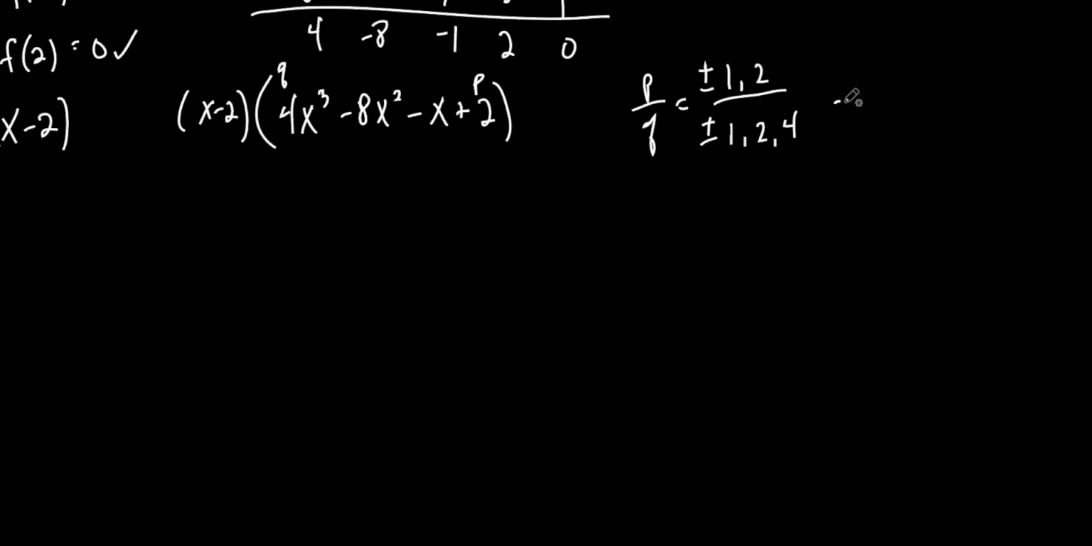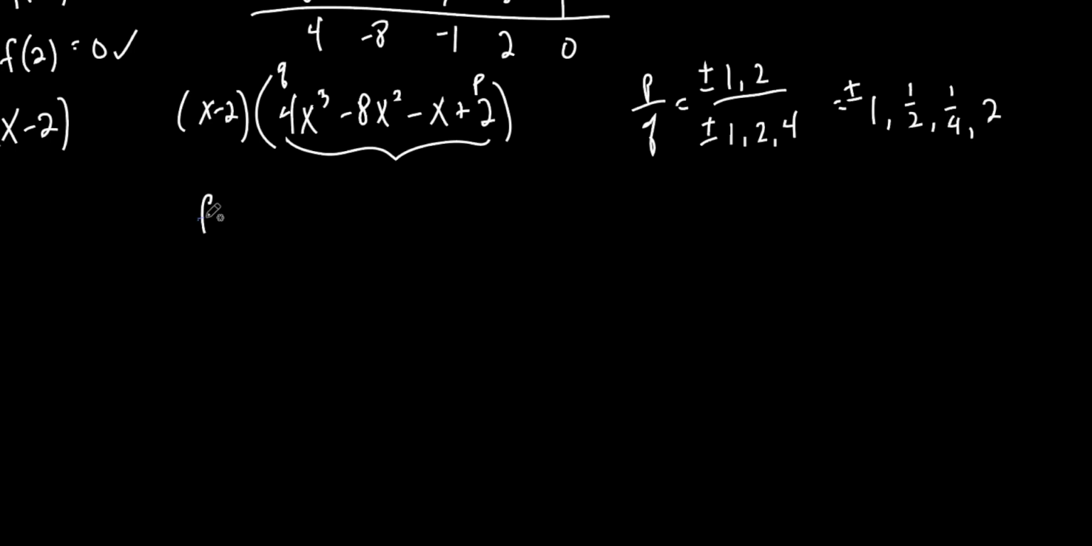So 1 over 1 is 1, 1 over 2 is a half, 1 over 4 is a fourth, 2 over 1 is 2, 2 over 2 is 1, we already got it, 2 over 4 is a half, we already got it. So those, plus or minus, are my possible factors. Now you're going to take these and plug them into this thing right here, and see which one works, okay?